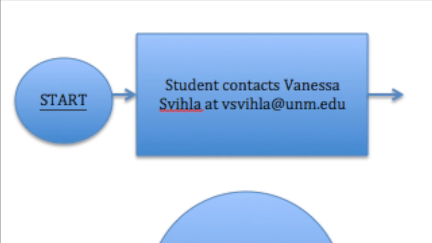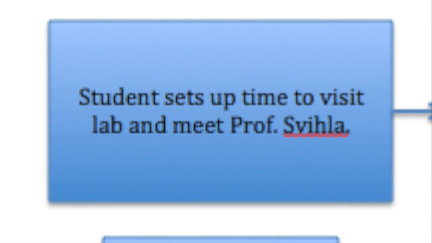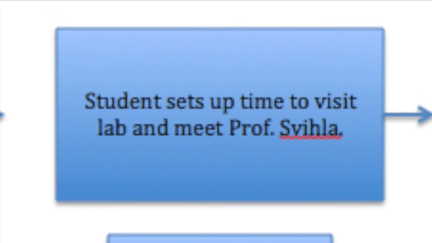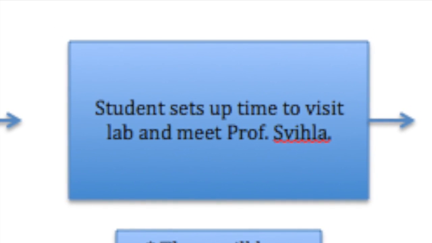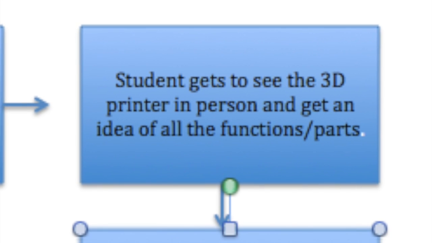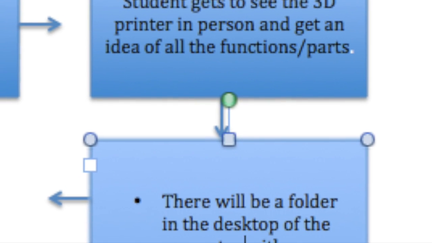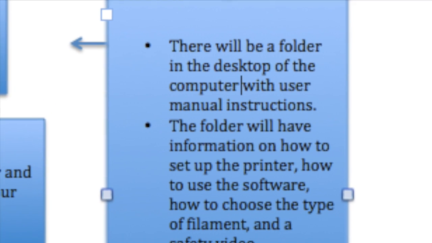For our prototype, we have started with contacting Vanessa at her email address. Once the student sets up a time to visit the lab, she can either meet with Vanessa, or if Vanessa would like, we can do it remotely. And it could just be email contact and have the lab set up and ready to go for the student. The students will then get to see the 3D printer in person and get an idea of what it looks like, how to function, go over parts.